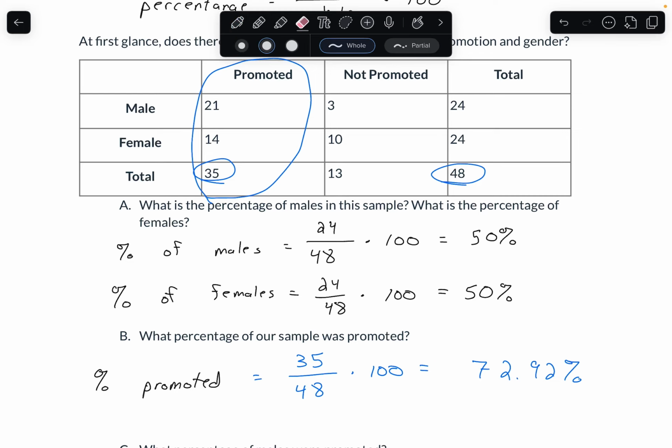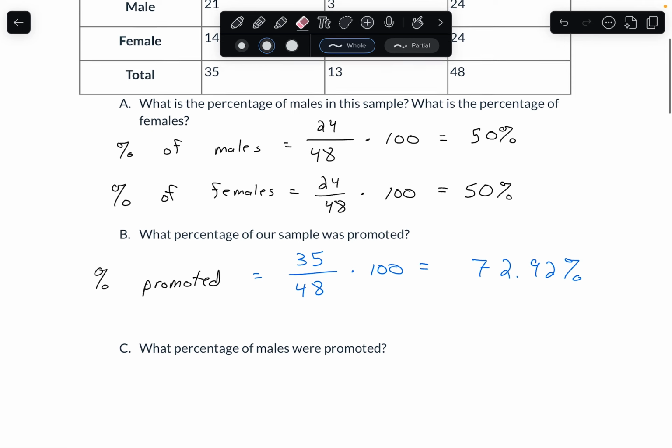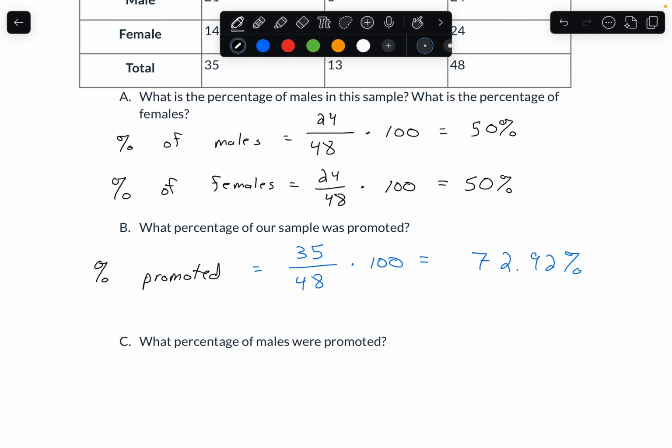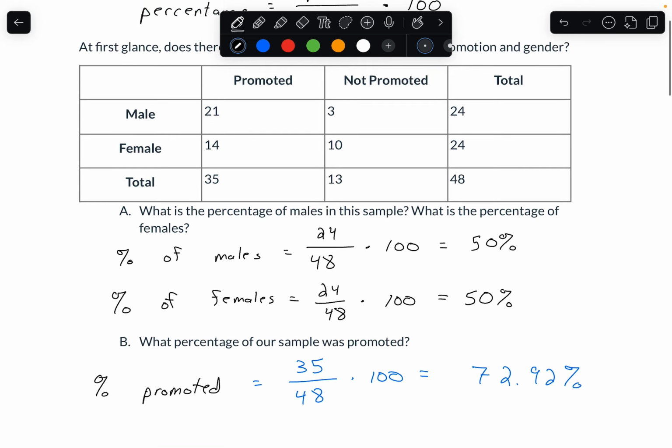Cool. Moving on then to part C. Part C says what percentage of males were promoted. Now this part is a little bit tricky. This says of males, so what that means is I'm not considering the total number of individuals here. I want to know the percentage of males that were promoted. What that means for me is I'm only going to be looking at the males row right here. In this particular part of the problem, the males are the only group that I'm considering. They're the only ones that I care about in order to answer this question.